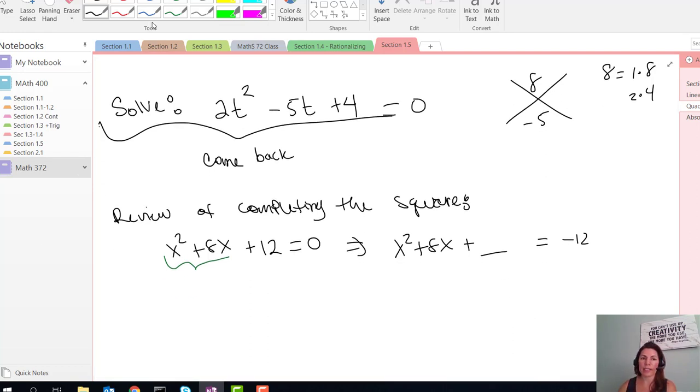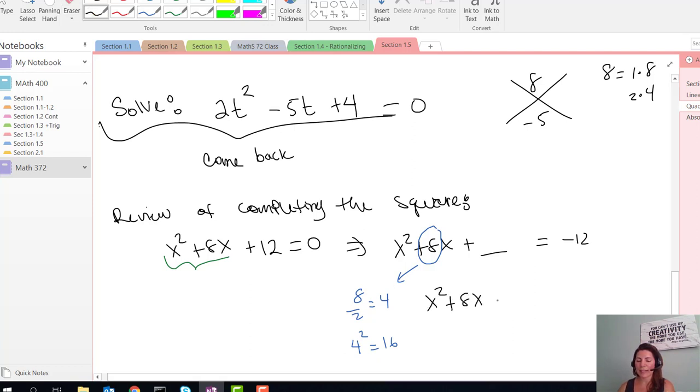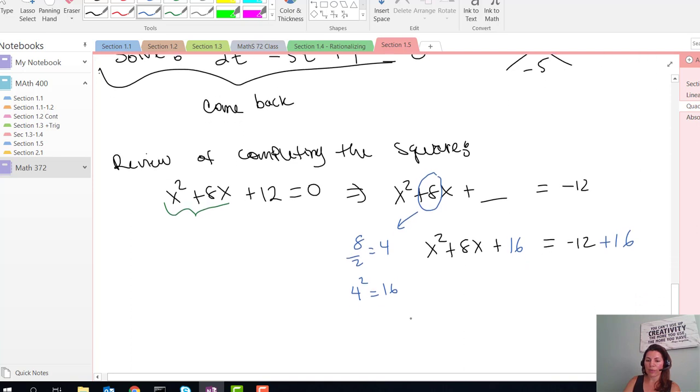So when we complete the square, do you remember the process? Right, I take the middle term, the 8, we divide it by 2, which is 4, and then I square it. So that's what we add to both sides of our equation. So I'm going to have x squared plus 8x plus 16 equals negative 12 plus 16. The number that we get after we square, that's what we add to both sides.